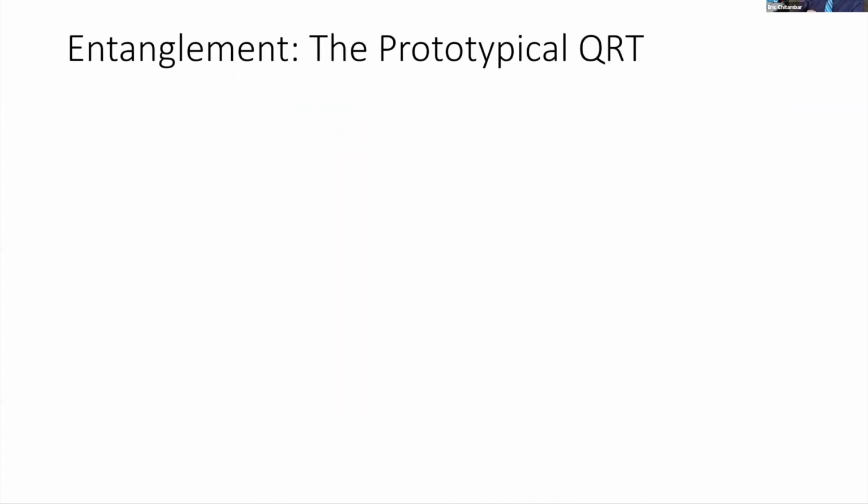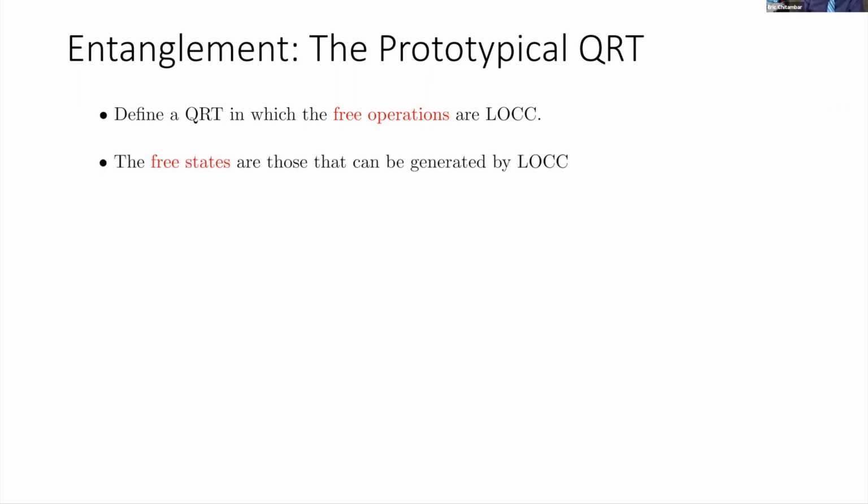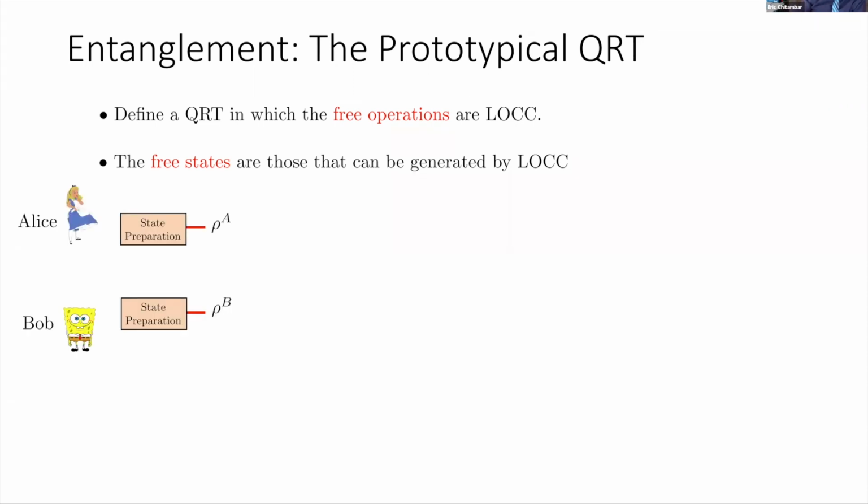Let's look at the prime example, quantum entanglement. We've already seen it when we talked about the entanglement transformation problem, but let's look at it in a bit more detail. Here, the free operations are LOCC, which we just discussed in the previous slide. And the free states are those that can be generated by LOCC. Let's look at what those states look like. Imagine in our distant labs, Alice has prepared some density matrix rho A and Bob has prepared another density matrix rho B.